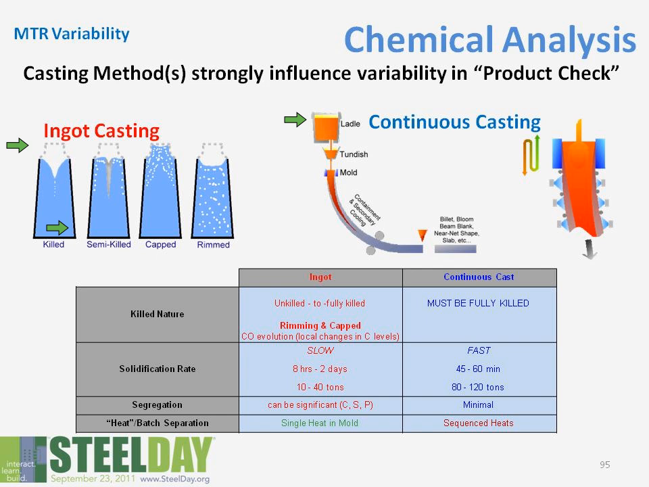Solidification rate in an ingot is very slow, whereas in continuous casting it can be very fast. As a result, in ingots we can have considerable segregation, whereas we have very minimal in continuous casting. Also, ingots are a single heat, whereas continuous cast can be a sequence heat. All of this will give us variability in the chemistry.